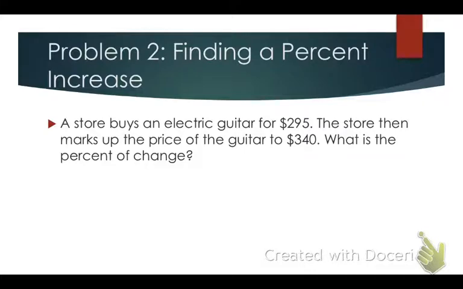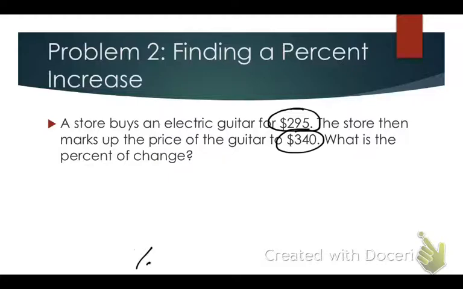All right, so let's take a look here. Notice in the caption at the top, it does say that we are going to be finding the percent increase, so we should anticipate things going up. A store buys an electric guitar for $295. The store then marks up the price of the guitar to $340. So this is going to be a markup, an increase, obviously, as it says in the caption at the top in the title. What is the percent of change?